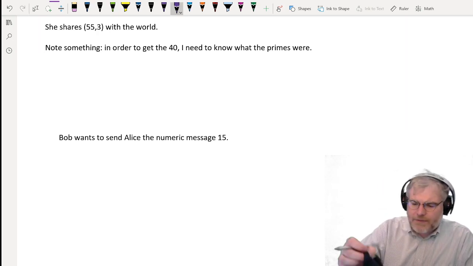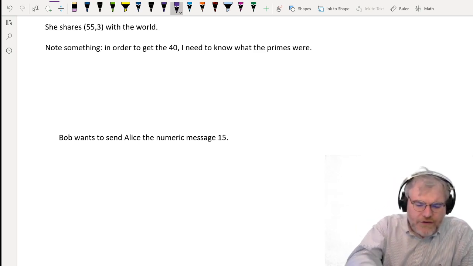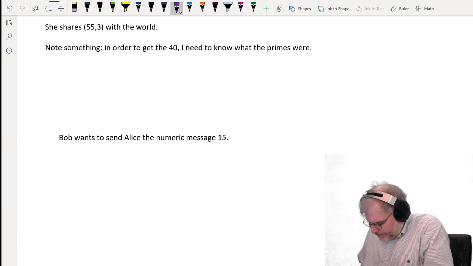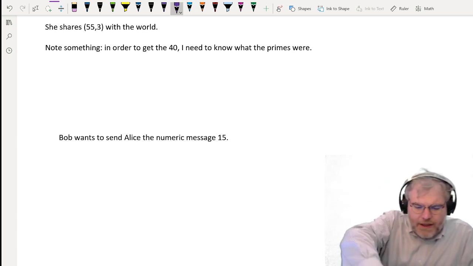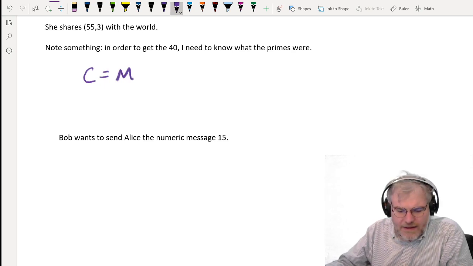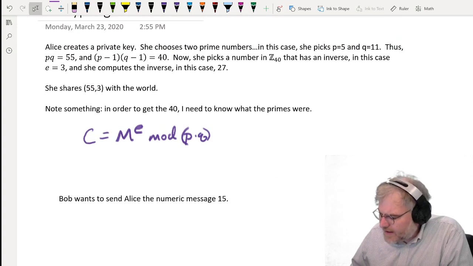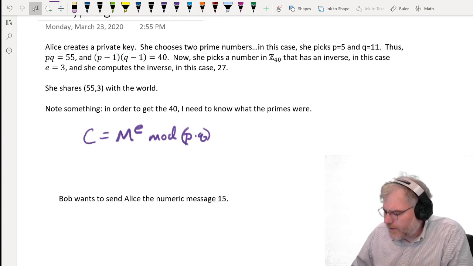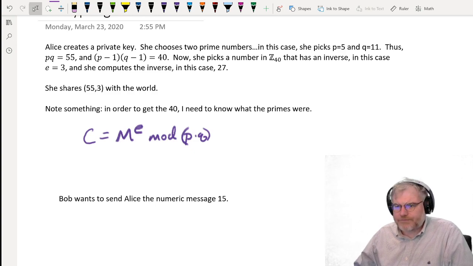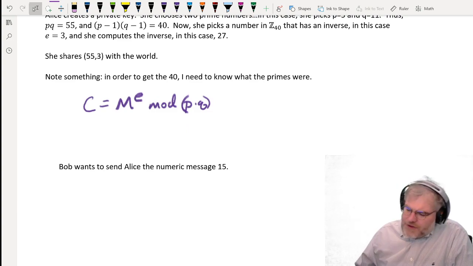So how exactly is that going to work? Well, the ciphertext, if you look in the book, it has the thing in there. But I'm going to compute the ciphertext, the number I'm going to send: C equals M to the E mod P times Q. Right, and that, in that case, is N. We had P times Q equals 55. Okay? So if Bob wants to send Alice the numeric message 15, Bob is going to compute the following.